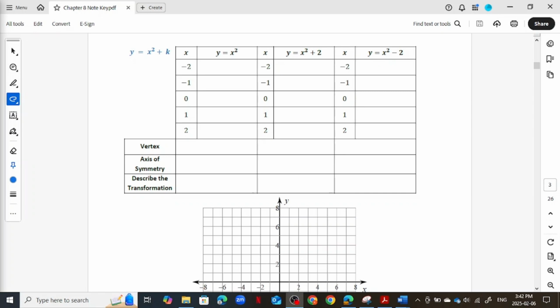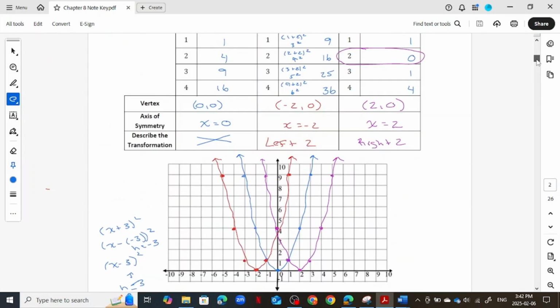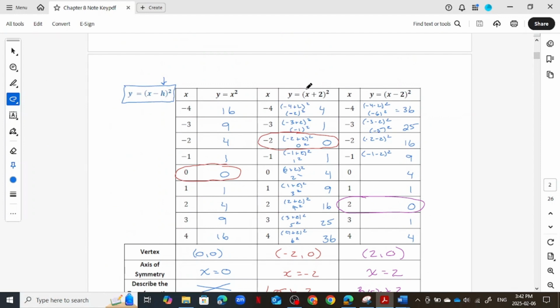All right, transformation number 2. Y equals x squared plus k. Now, I forgot at the end of that last video, I was like, oh yeah, remember how I said here that because the equation is making you add 2, you had to decrease all your x values by 2 to get the same y value?